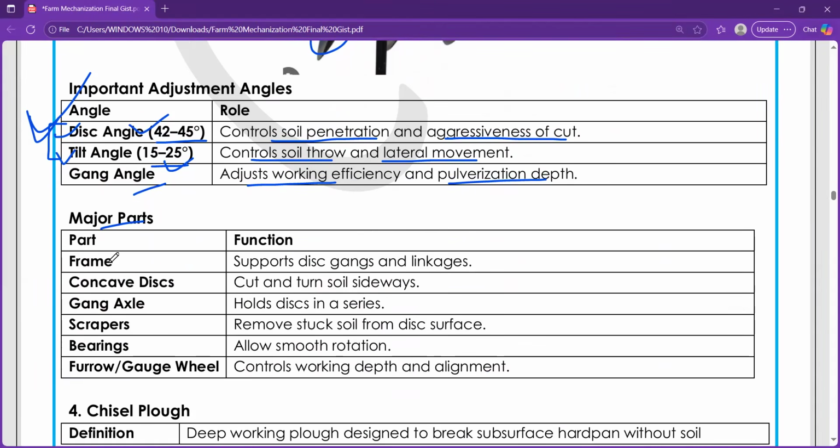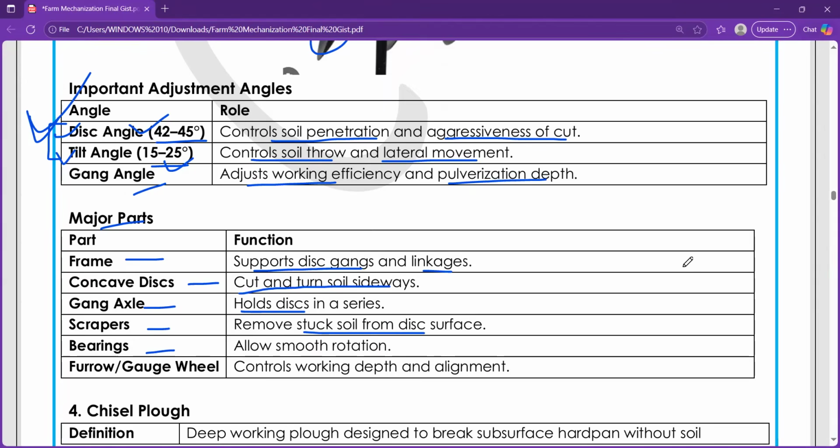Next, we have the major parts. The frame supports the disc gangs and the linkage. Then we have the concave disc, which is defined by its concavity. The discs are judged based on the measurement of their concavity. The concave disc helps in cutting and turning the soil sideways. Then we have the gang axle, which holds the discs in a series. Then we have scrapers, which remove the stuck soil from the disc surface.